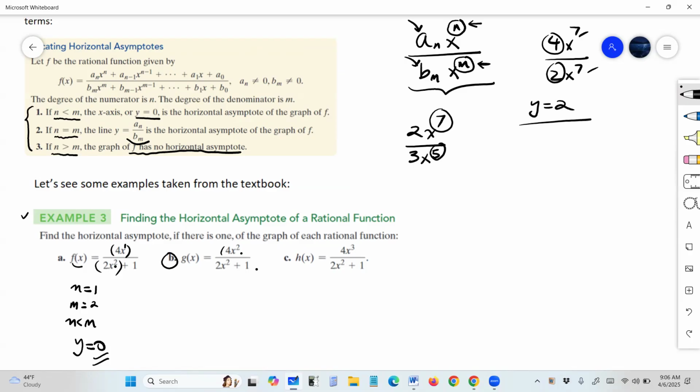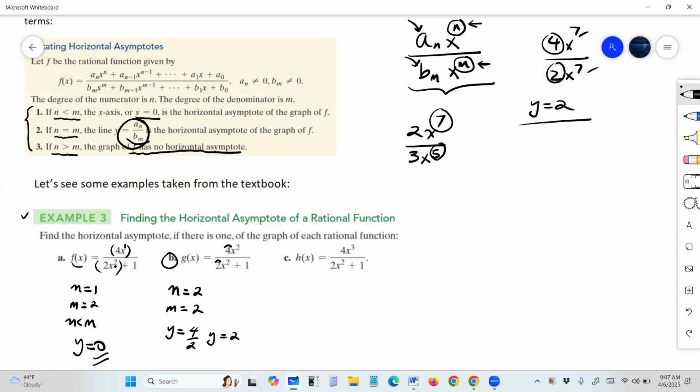So we'll take a look at the leading term of the numerator, leading term of the denominator. So in this case, n is 2, right? The leading exponent of the numerator. And m is also 2 because that's the leading exponent of the denominator. So in this case, both are equal. So the horizontal asymptote is the ratio of the two coefficients. Okay, so the coefficient of the numerator is 4. The coefficient of the denominator is 2. So 4 over 2, obviously y equals 2.